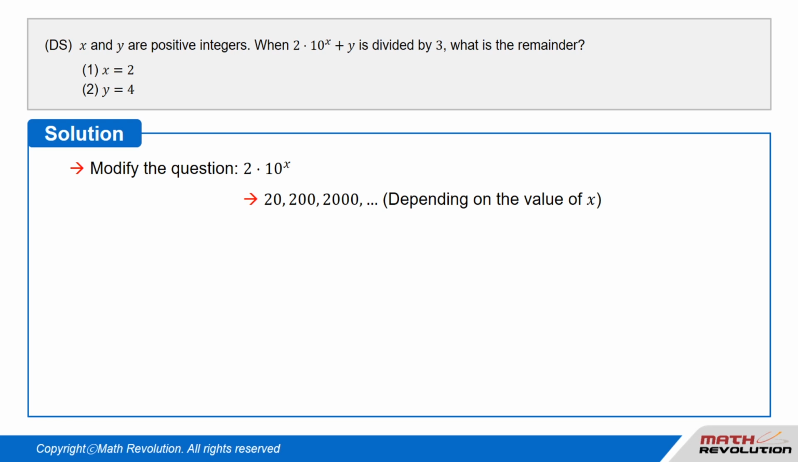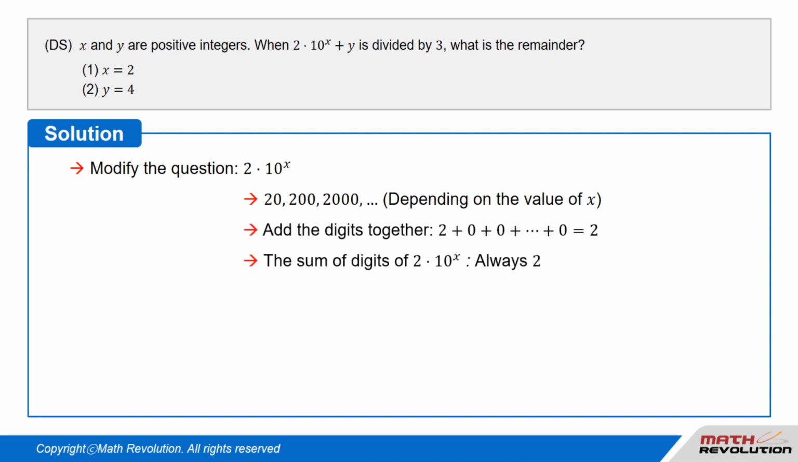Let us find what happens when we expand the term 2 times 10 to the power of x. The term will always be 20, 200, 2000, and so on. That is, 2 followed by zeros depending on the value of x. When we add the digits together, we get 2 plus 0 plus and so on until we get plus 0, which equals 2. That is, the sum of the digits of 2 times 10 to the power of x is always 2. Therefore, we need to check the divisibility of 2 plus y by 3.